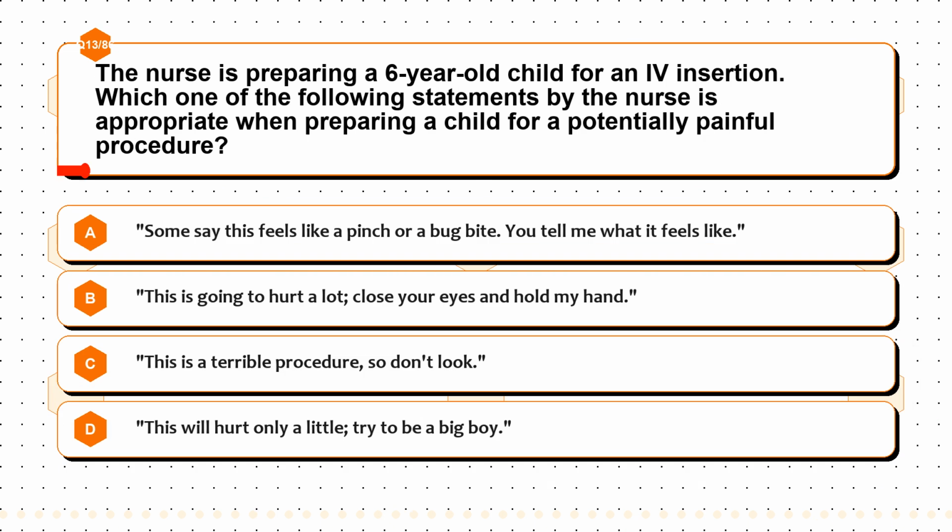Question 13. The nurse is preparing a 6-year-old child for insertion. Which one of the following statements by the nurse is appropriate when preparing a child for a potentially painful procedure? Here are the options. Option A. Some say this feels like a pinch or a bug bite. You tell me what it feels like. Option B. This is going to hurt a lot. Close your eyes and hold my hand. Option C. This is a terrible procedure, so don't look. Option D. This will hurt only a little. Try to be a big boy.